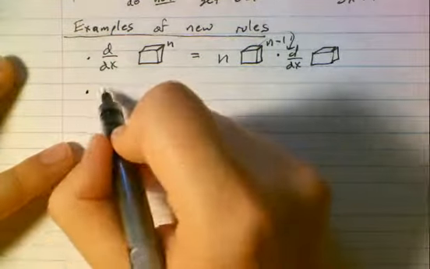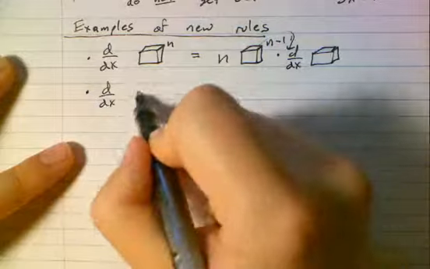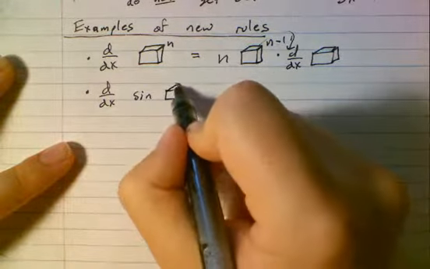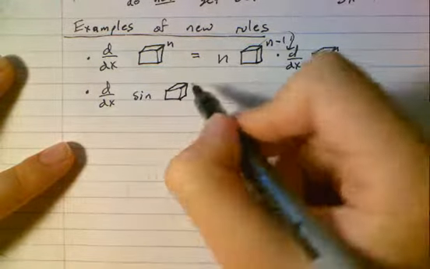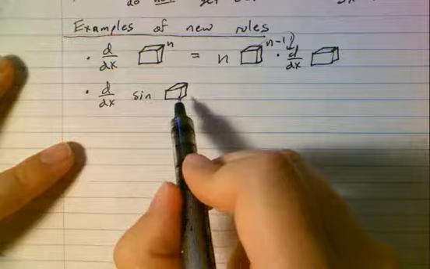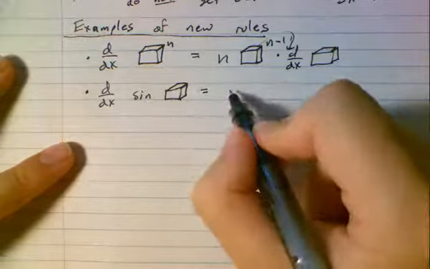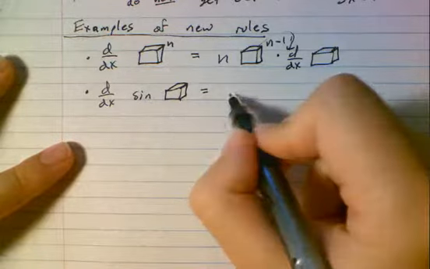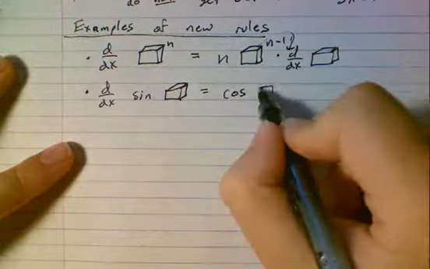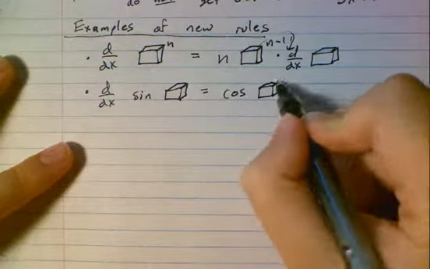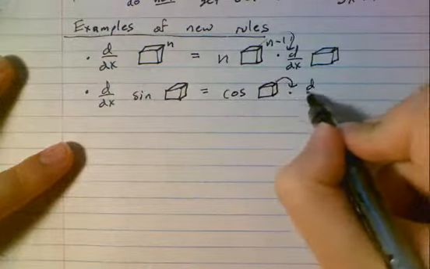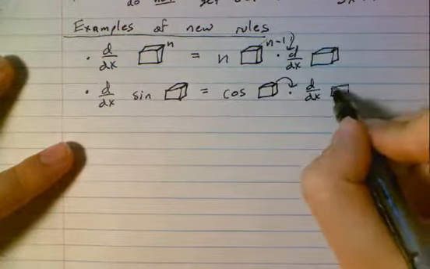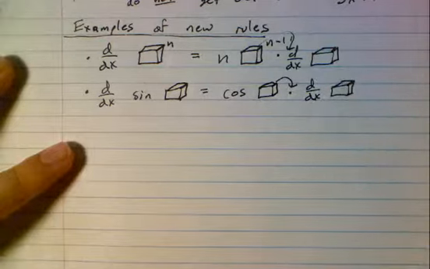Same thing for any of the trigonometric functions. Let's take sine as an example. Could be cosine, could be tangent, could be whatever. Any of the trigonometric functions we've got the box next to, it's going to be whatever the derivative of that is, times the derivative of whatever's in the box.